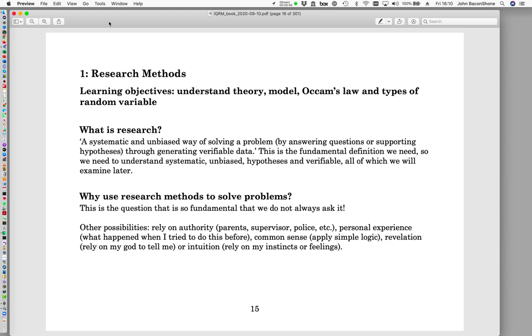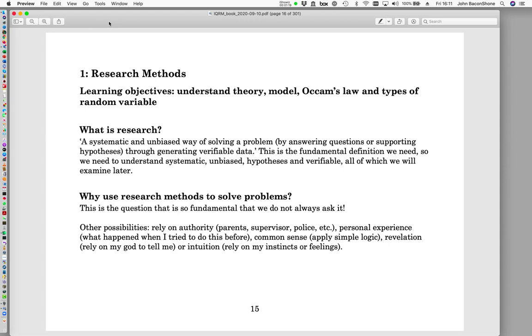So we're going to start with a very fundamental question. And that question is, what is research? If we claim we're doing research methods, we need to understand how we're going to define research in order to understand what methods are relevant when talking about research. If we look it up in the dictionary, it says a systematic and unbiased way of solving a problem by answering questions or supporting hypotheses through generating verifiable data.